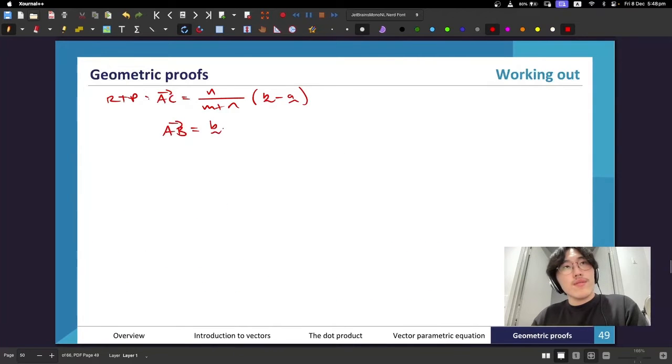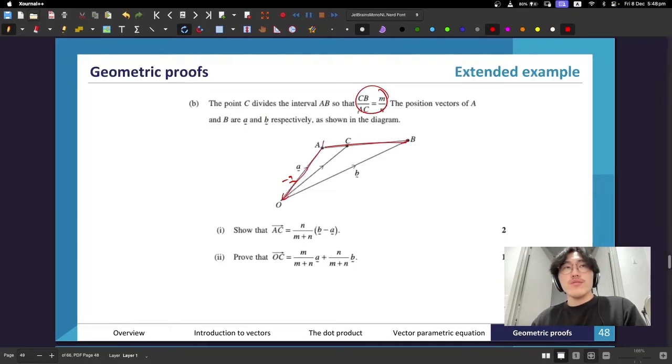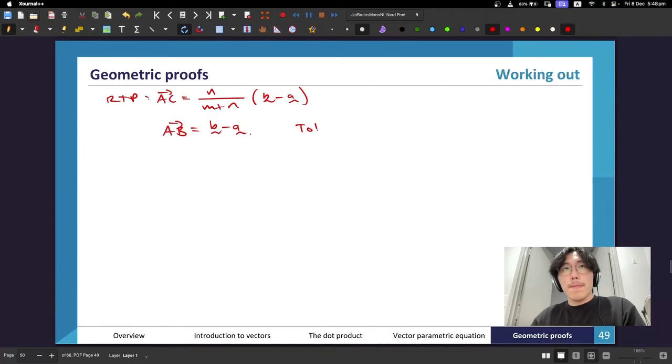If we read the question, the point C divides the interval AB so that CB on AC equals m on n. That means the ratio CB to AC is equal to m to n. So we've actually been given how to divide these two up. Since AB equals b minus a, the total will be m plus n, and for AC it'll be n on m plus n times AB. So this will be n on m plus n times b minus a.